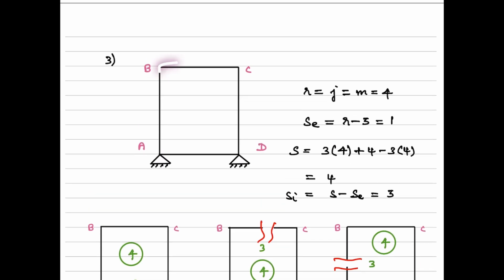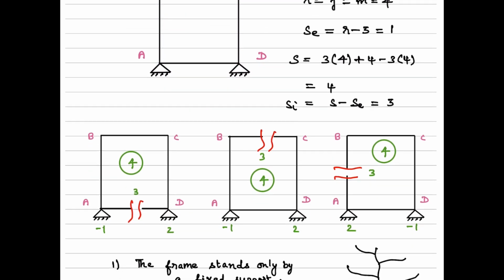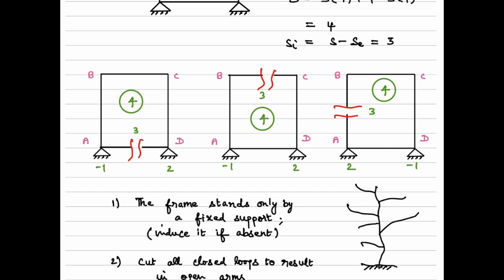We see that this is a closed loop. So I need to cut it open somewhere so that it will become an open arm. I'm going to do that by cutting this member connecting the joint A and D. When I cut that, there are three internal stresses, so those three will be exposed here. That's it. Once we do that, we will get something like this.